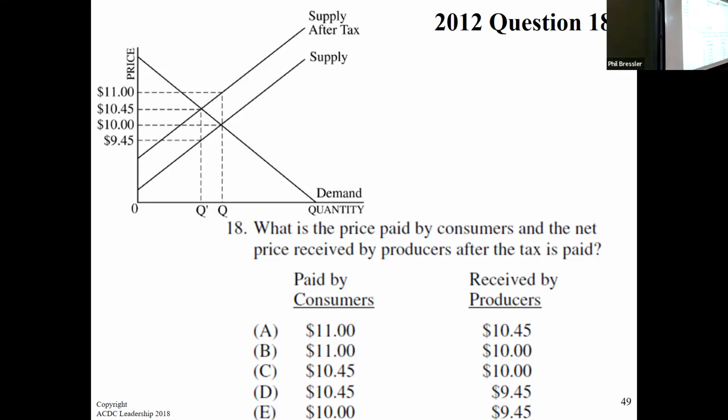All right, B guys, talk to me. All you guys should put B down. Why? What got you to pick B? I thought, since I know that 10 is the price paid by producers and 45 was the equilibrium, I just went above it and thought it kind of mirrored it. Okay. So the consumers are paying the new price, 10.45. Now, what are the producers actually getting?